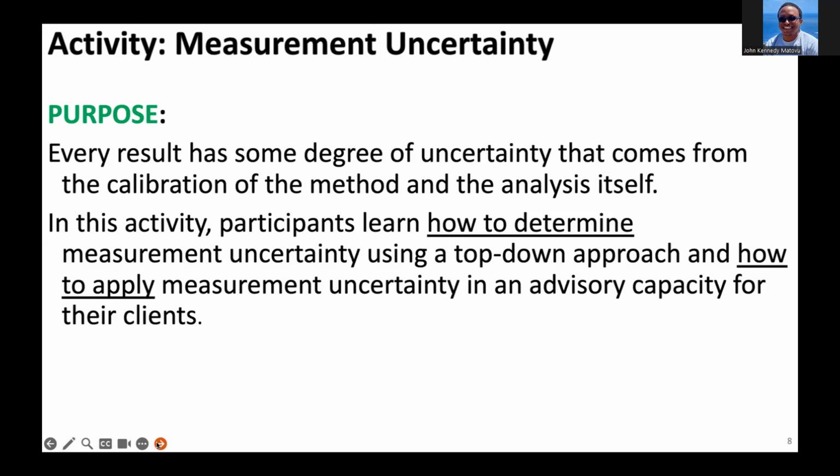So in this activity, in talking about measurement uncertainty, we want to learn how to determine measurement uncertainty using a top-down approach, and importantly also to know how to apply measurement uncertainty, especially in our advisory capacity for the results. That's why you're measuring it, to be able to say, listen, this is the result I'm giving you for this particular patient, but give or take, this may be the uncertainty in that value. So how do we practically apply this?